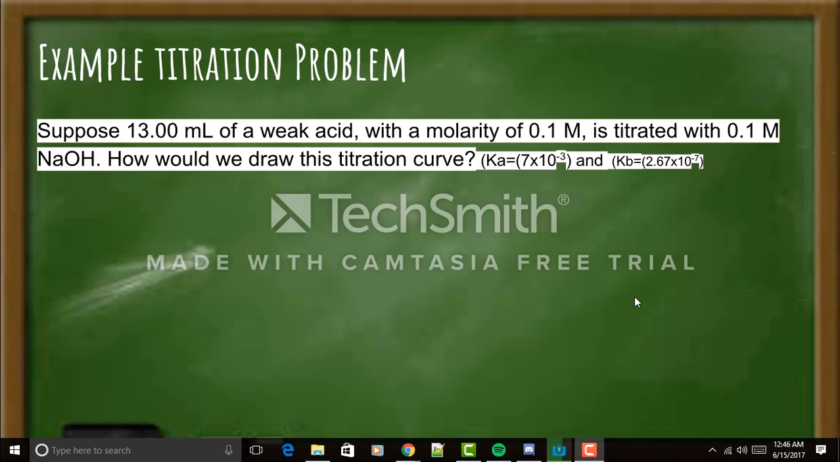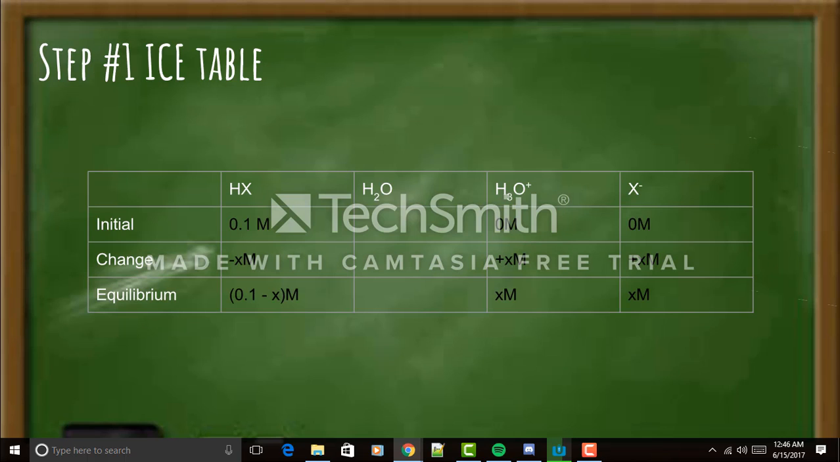Suppose 13 milliliters of a weak acid with a molarity of 0.1 molar is titrated with a 0.1 molar NaOH solution. How will we draw this titration curve? The Ka and Kb are provided to you. To start this problem off, you must first create an ICE table. Because x molar is removed from the initial concentration of 0.1 molar HX, you must add x molar to the other side of the reaction.